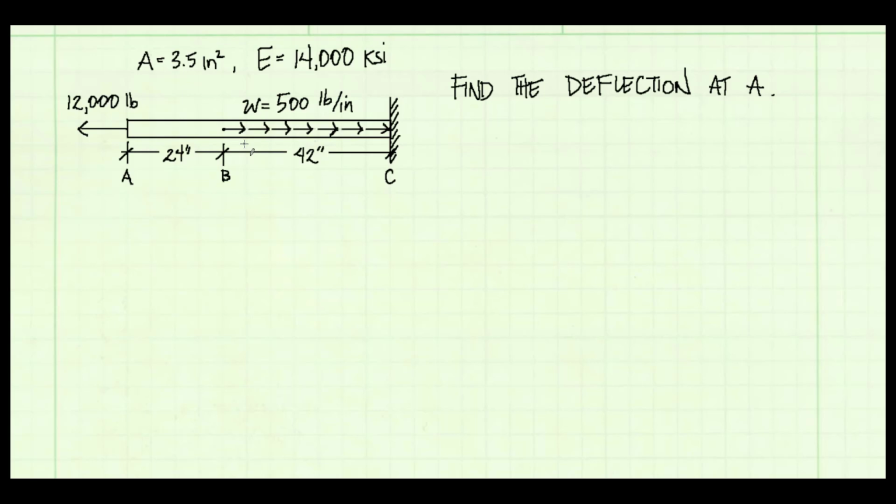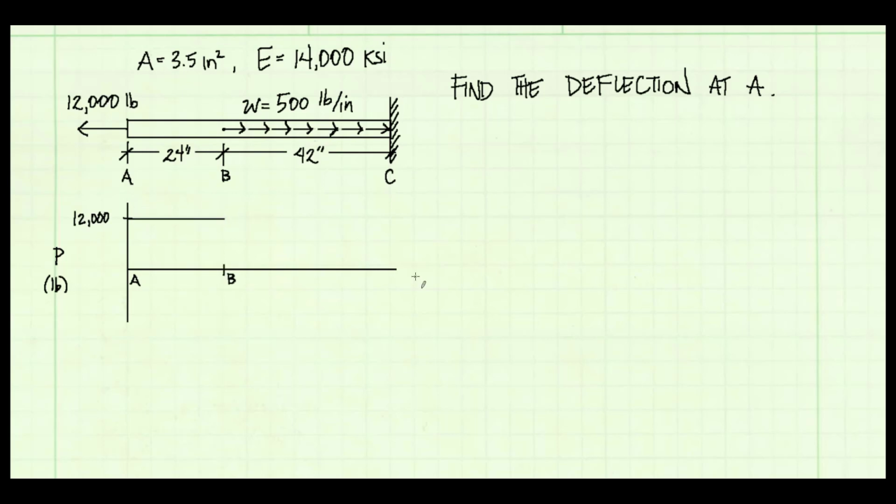So the first thing I like to do is plot an internal force diagram. I've got my coordinate system set up here, and I see at point A that we're going to jump up because of that 12,000 pound force. We're going to jump up because it's causing tension. Jump up to 12,000. Then from A to B nothing's going on, so it's going to be constant from A to B.